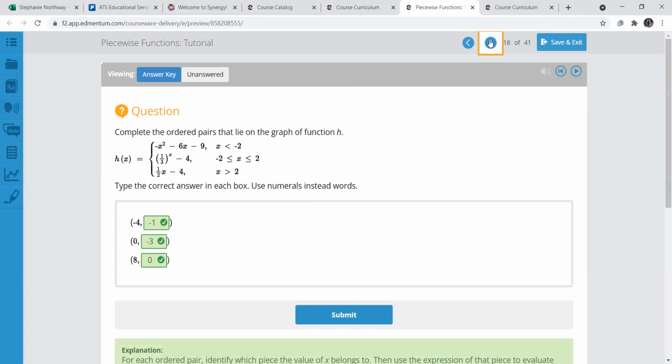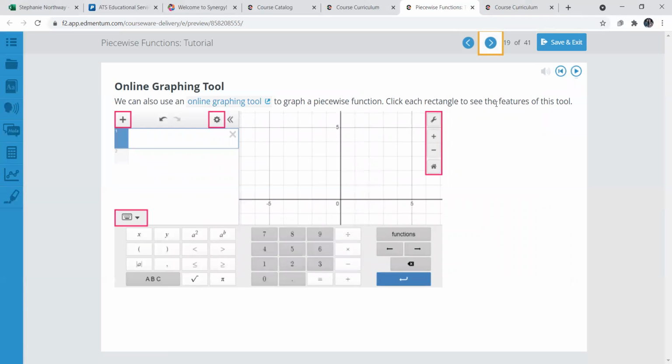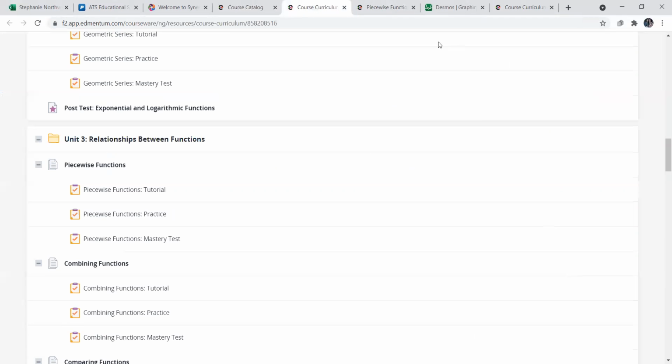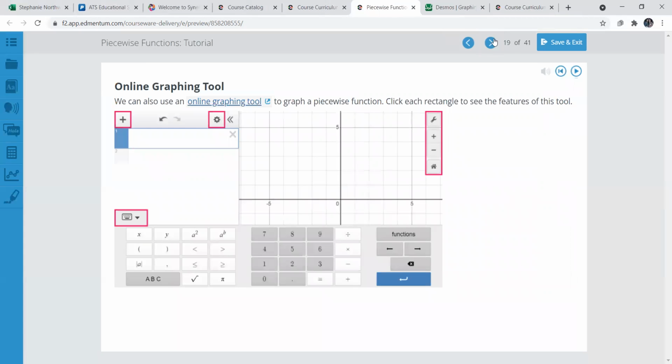Okay, so the questions, I'll let you do the questions on your own for this. The online graphing tool is always good if you need help with any of the questions on the tutorial. It shows you how to graph the functions, and you are able to plot your points on here, and it kind of shows you what to do. So it's pretty good. Oops, let me get back.